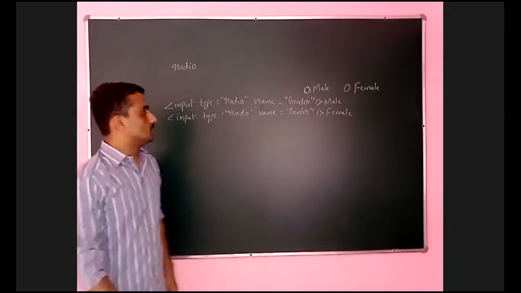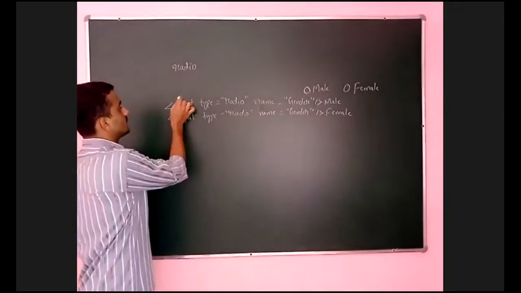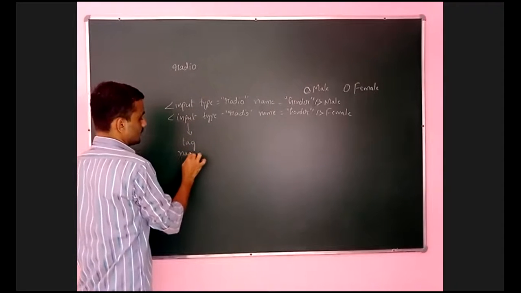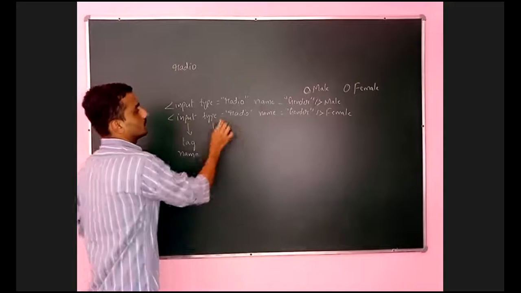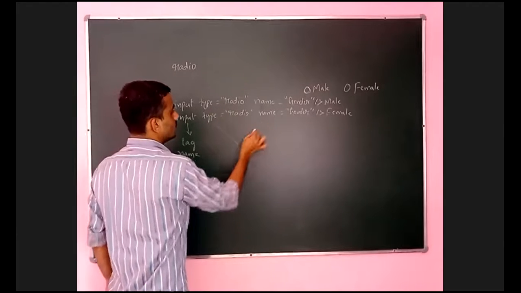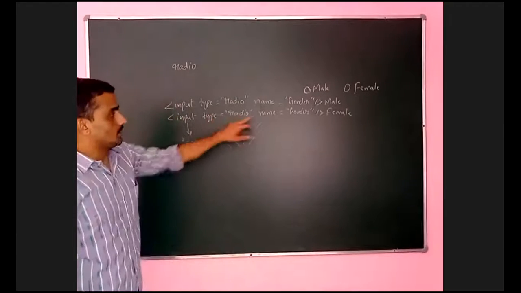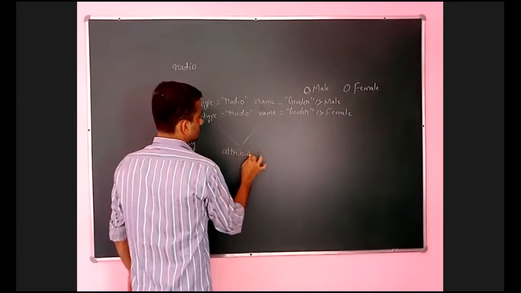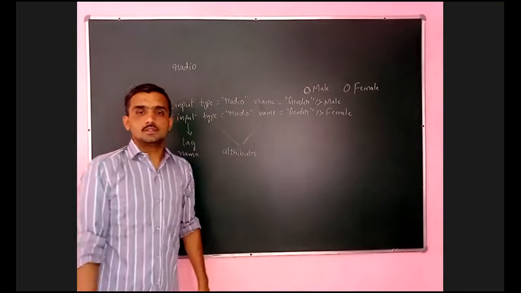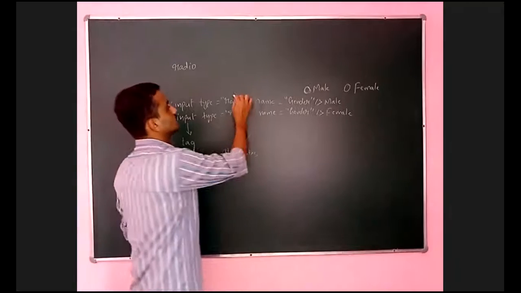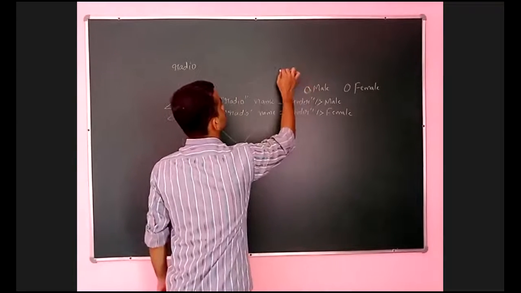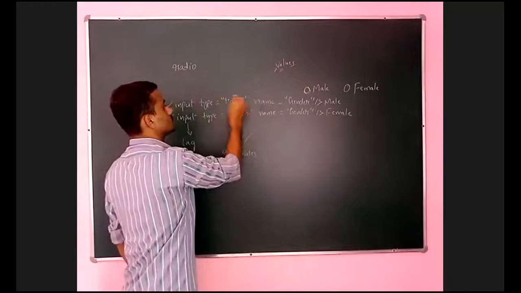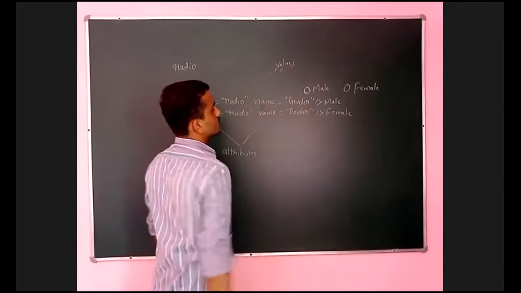As I said, input is the tag name. Type and name, these two things, are the attributes of the tag input. Whereas radio and gender, these two words, you can call values. Generally values we put in double quotation marks. So these two are values.